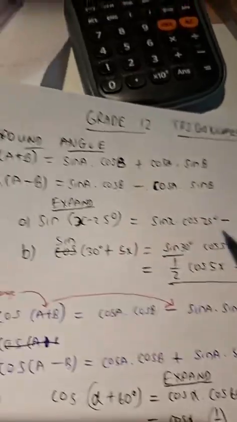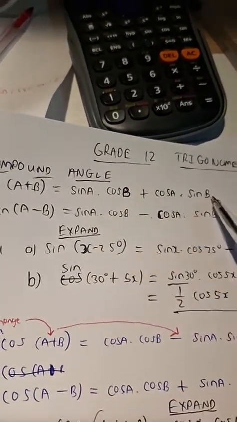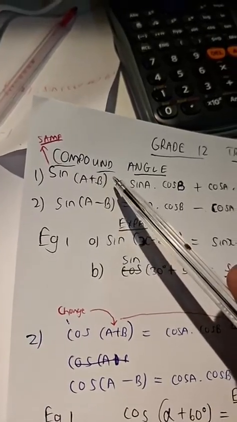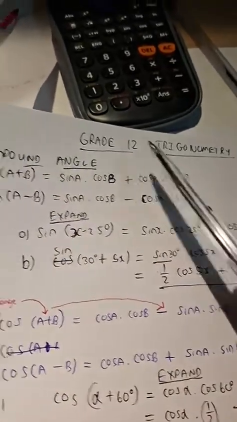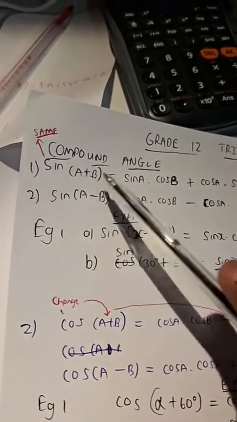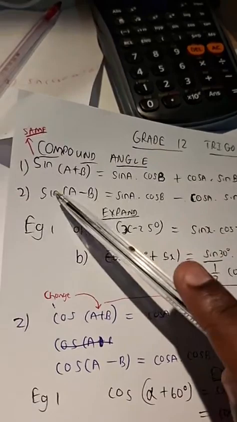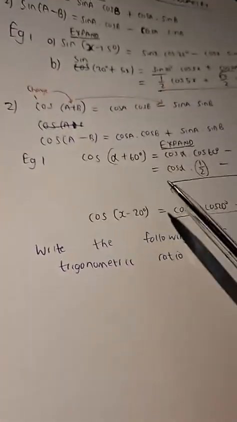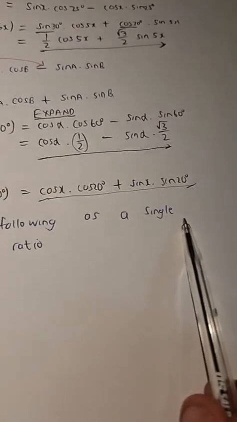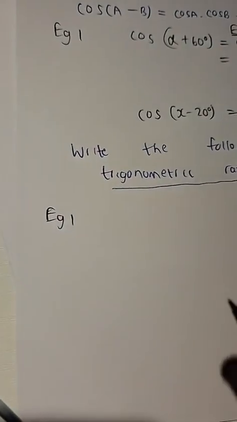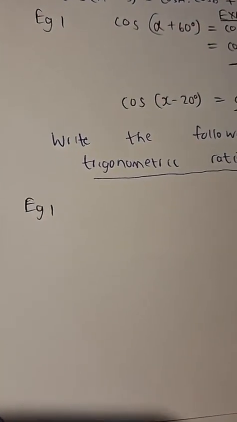So we need to be able to, for instance, if we are given sine A cos B plus cos A sine B, we need to know that this is equal to sine A plus B. Okay, that's writing an expanded form into a single trigonometric ratio. So in as much as we need to know the expression of sine A plus B, we need to be able to reduce it back to its compound. Okay, that's very important. So that's where writing the following as a single trigonometric ratio comes into play. So I'm going to look at a few examples under this. So let us look at some examples.